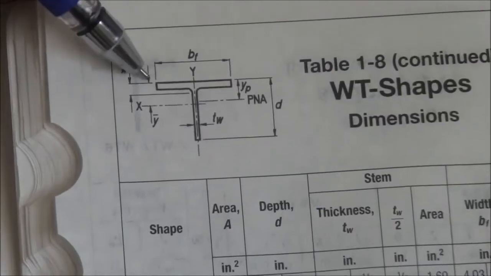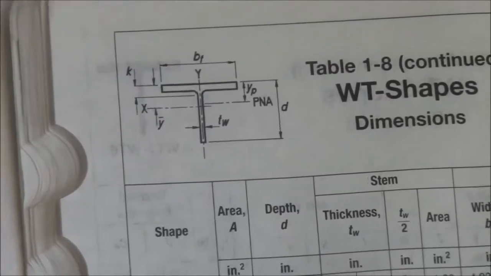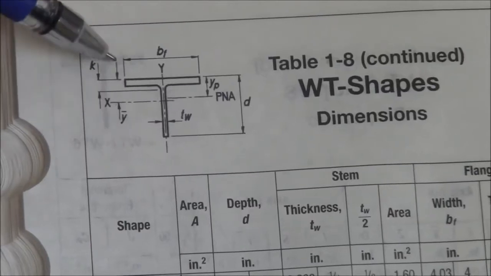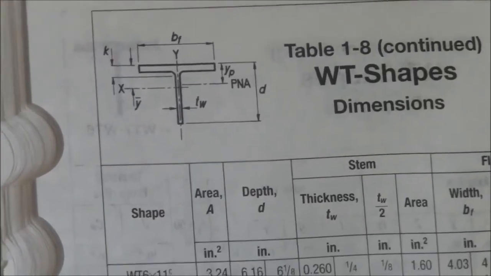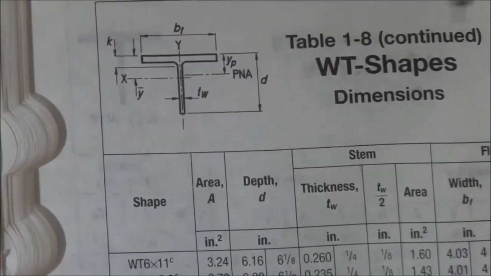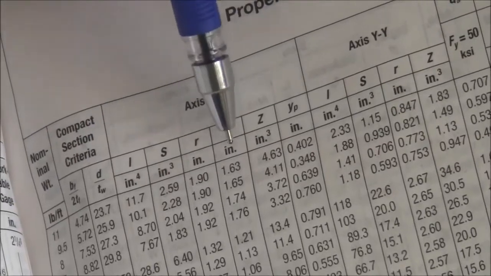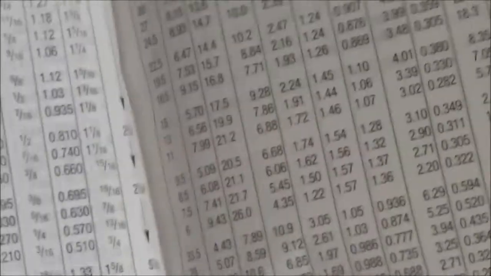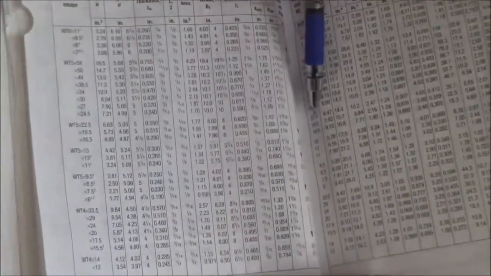You see Y bar from here to here. That's Y bar for the T, and that's the X bar that I want for the W shape in order to calculate the U. So I need Y bar, and this is my Y bar here. So I go to the WT 5 by 22, that's my section, 22 and a half, sorry.